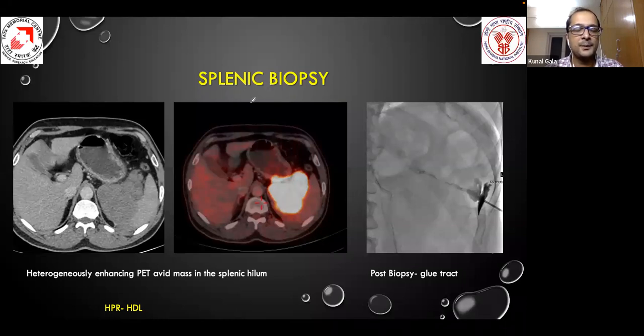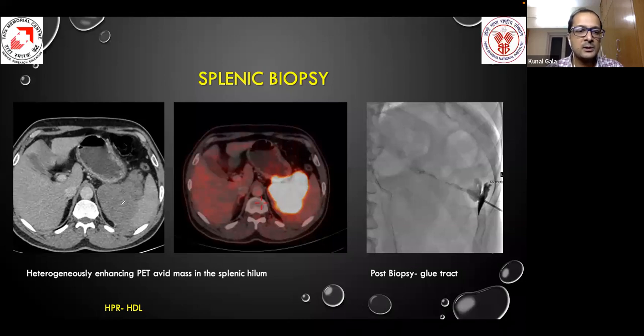The most dangerous of the biopsies is a splenic biopsy. Why? Because a patient can bleed, and can bleed to death. So we have formed a protocol: after doing a biopsy, we always glue the track, because there could be bleeding which can happen once in a while, and the bleeding can be torrential. The patient can land up in a complication, and can even die.